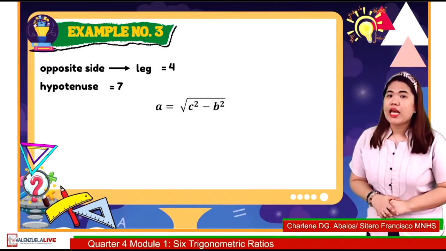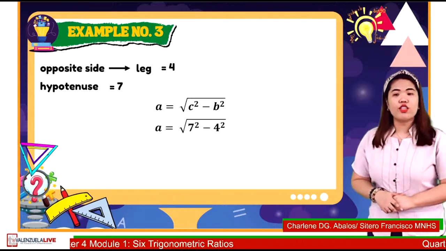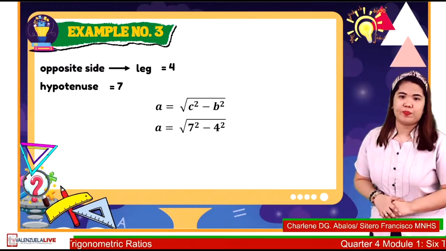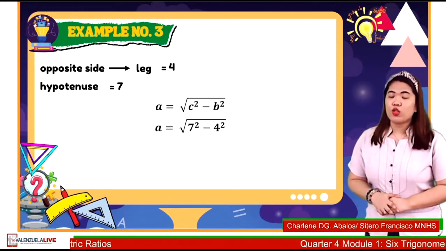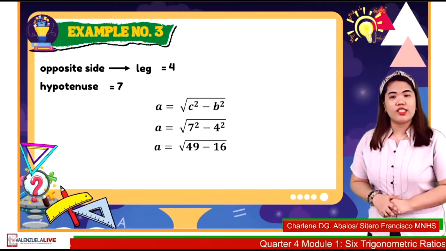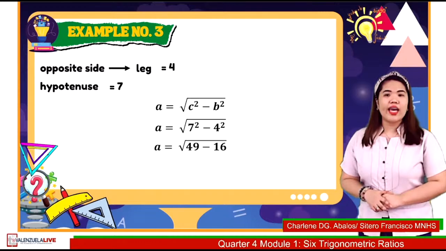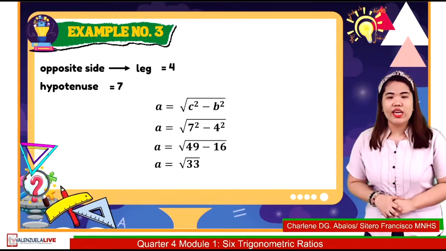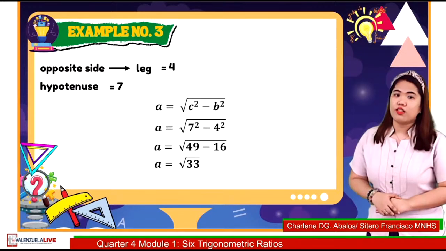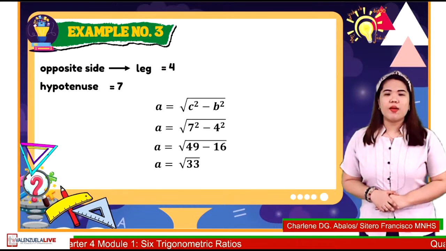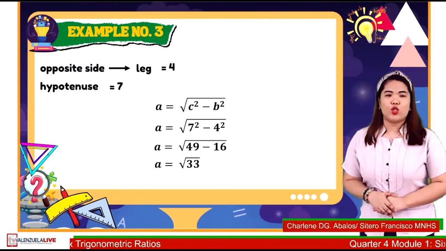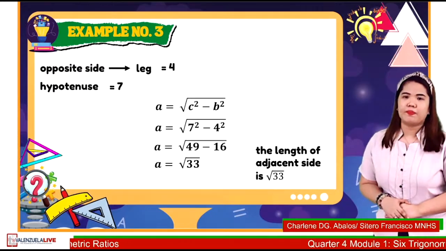It will be A is equal to the square root of 7 squared minus 4 squared. Then A is equal to the square root of 49 minus 16. 49 minus 16 is equal to 33. That is why we have square root of 33. We can simplify this further, so the length of the adjacent side is square root of 33.